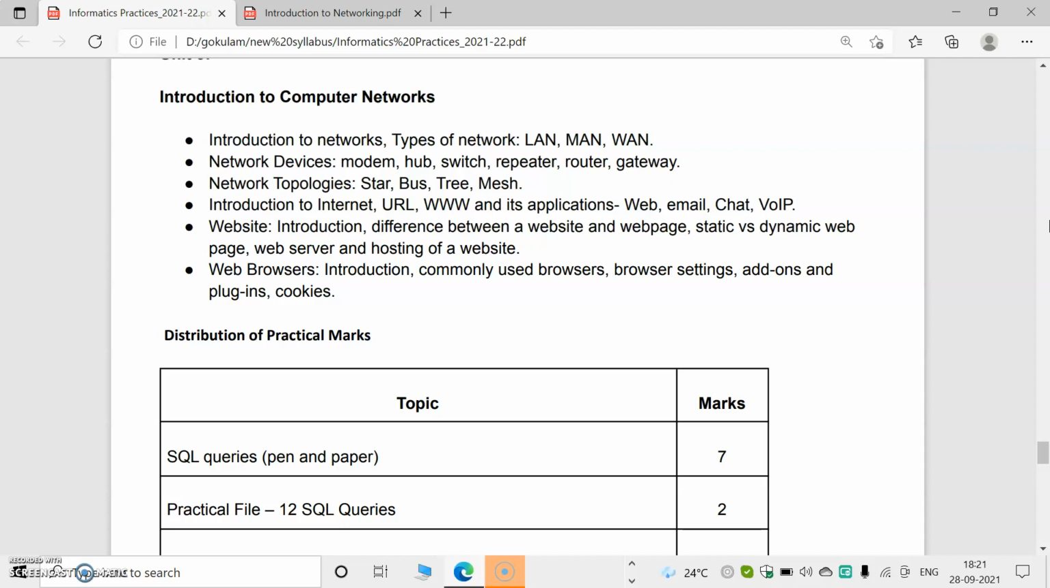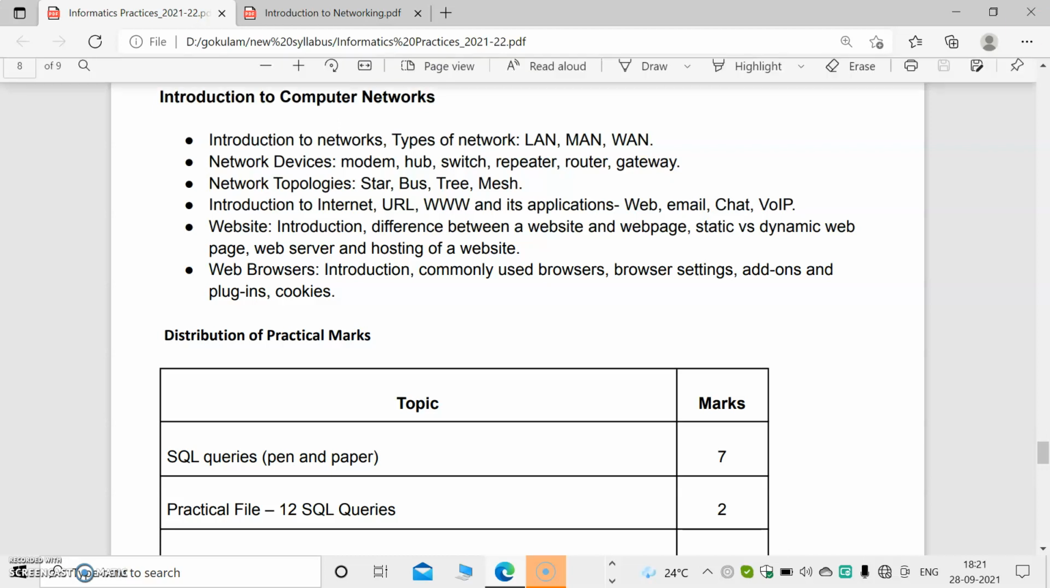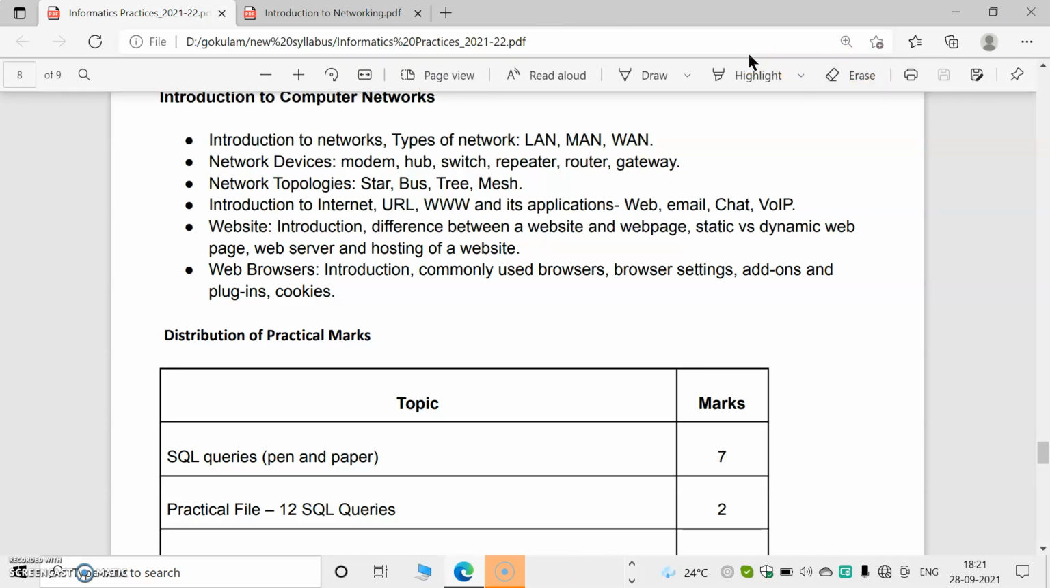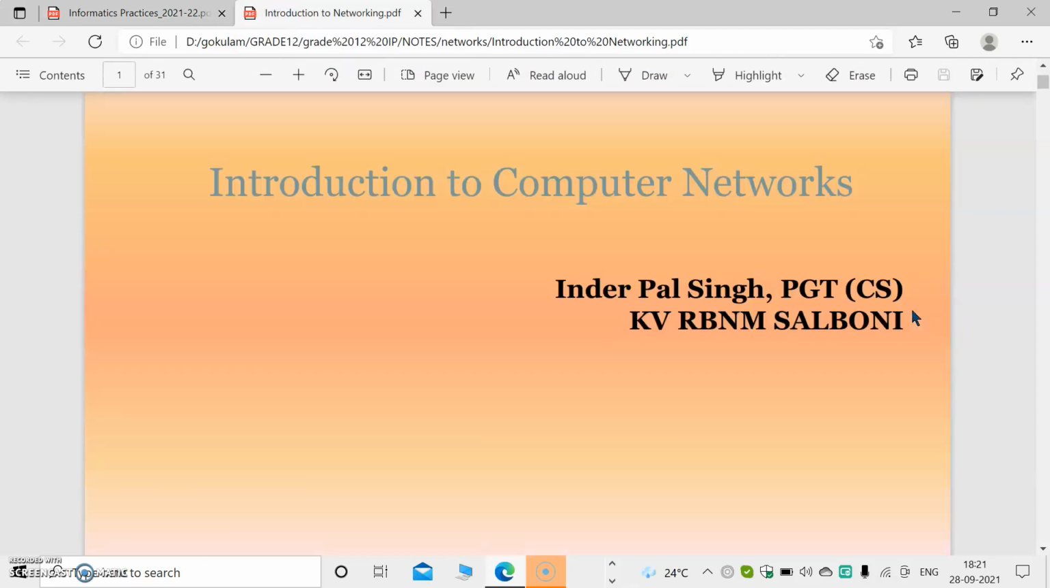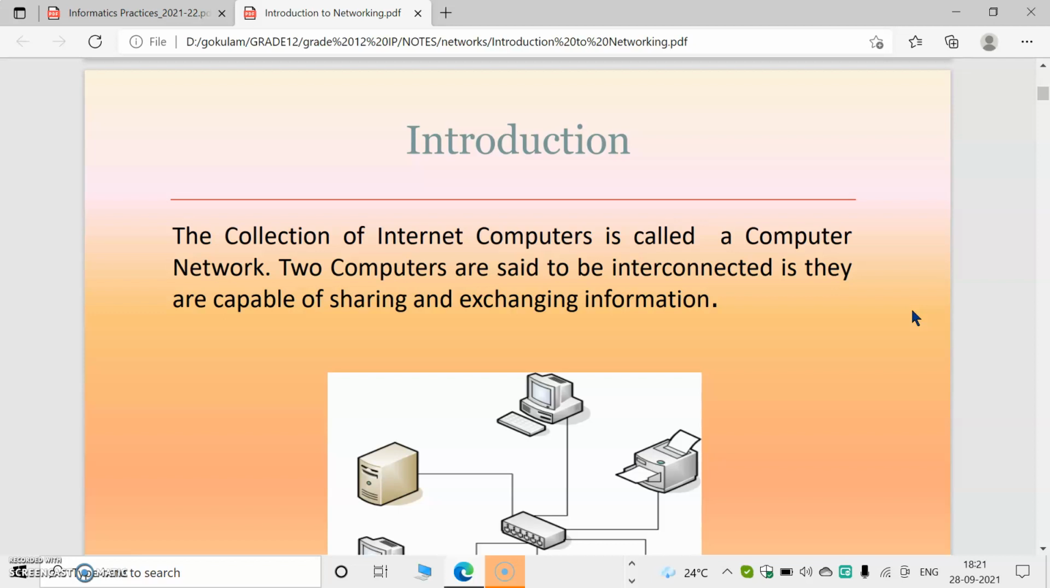Today, we are going to start a new chapter, which is Introduction to Computer Networks. In this chapter, we have to study networks, network devices, topologies, internet, website, and web process. So let's start this chapter. You all know the concept of this chapter. So this is Introduction to Computer Networks.